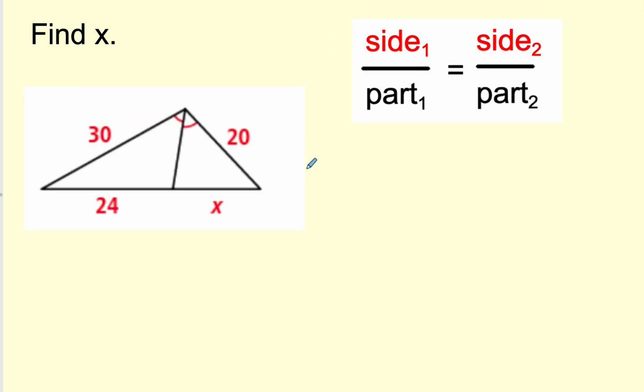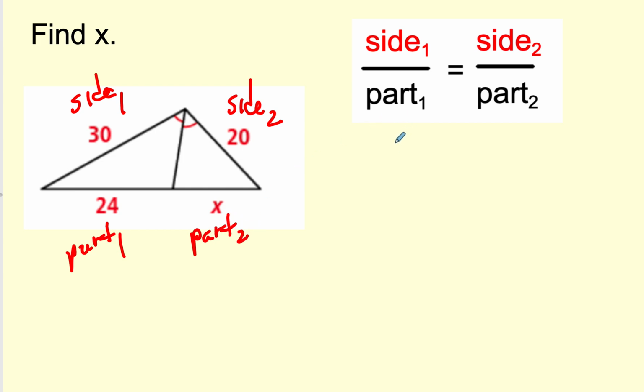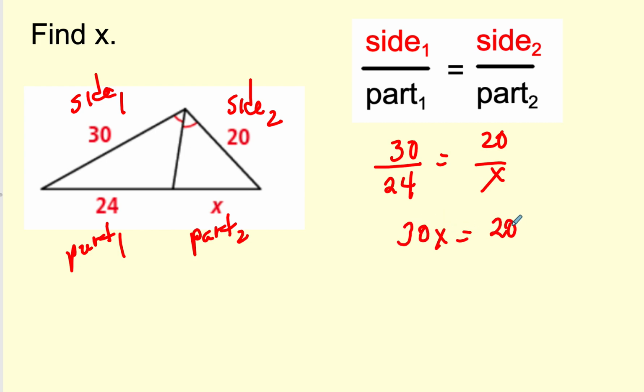All right, here's our new material. This is angle bisector, and remember we get proportions out of there. I'm going to call this side 1, and this is going to be called side 2. This is going to be called part 1, and this is going to be part 2. And I'm going to set up the proportion. 30 over 24 equals 20 over x. I'm going to cross multiply. 30x is equal to 20 times 24.